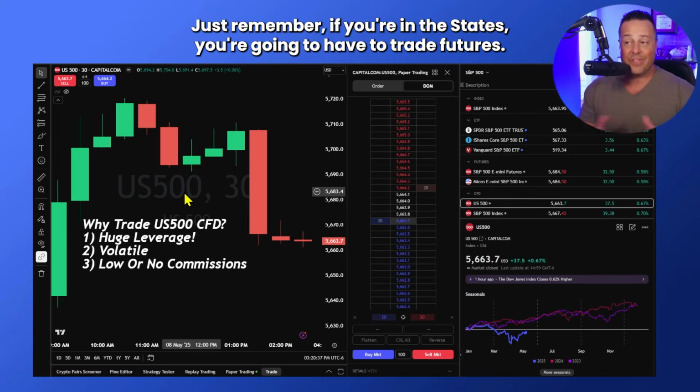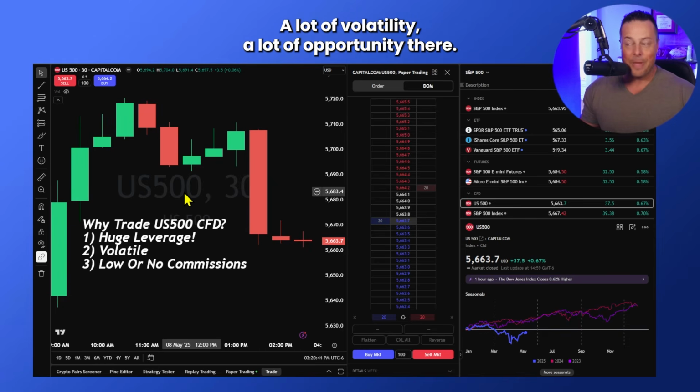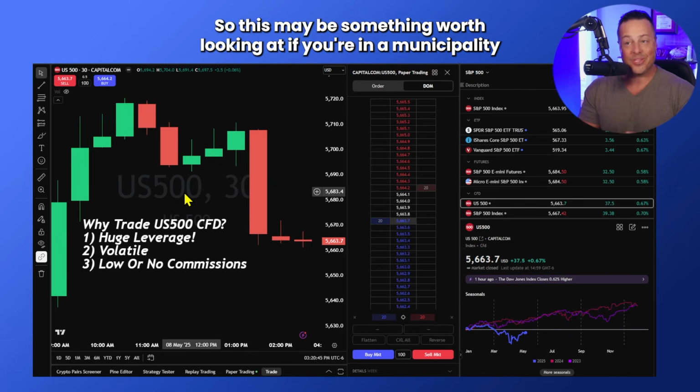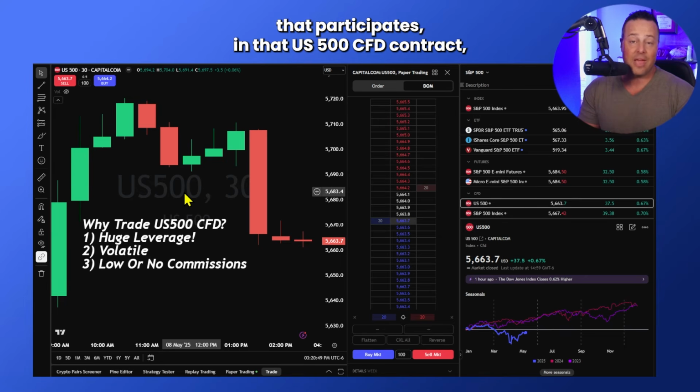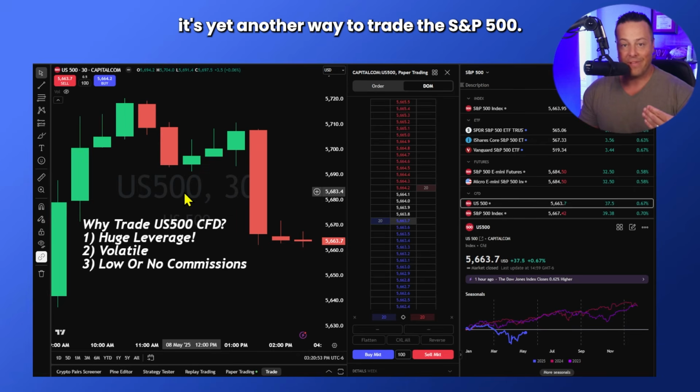Just remember, if you're in the States, you're going to have to trade futures. If you're abroad, you can trade the CFDs. A lot of volatility, a lot of opportunity there. So this may be something worth looking at if you're in a municipality that participates in that US 500 CFD contract. It's yet another way to trade the S&P 500.